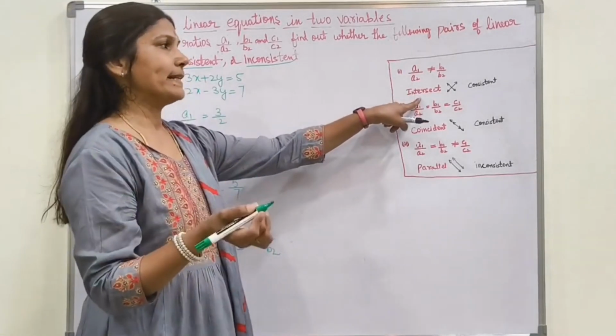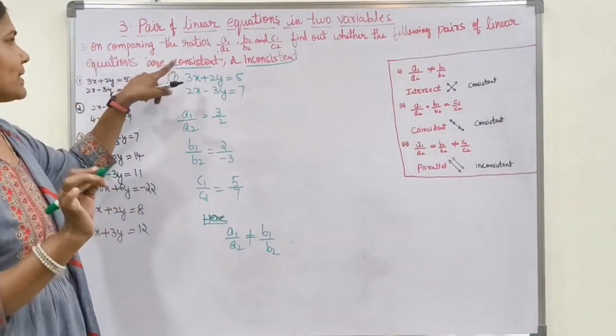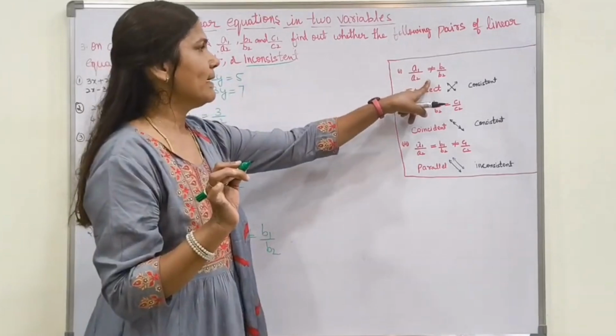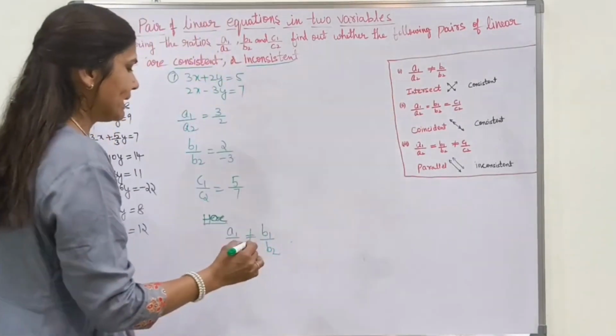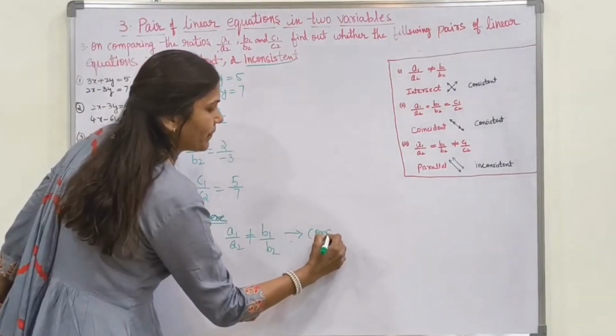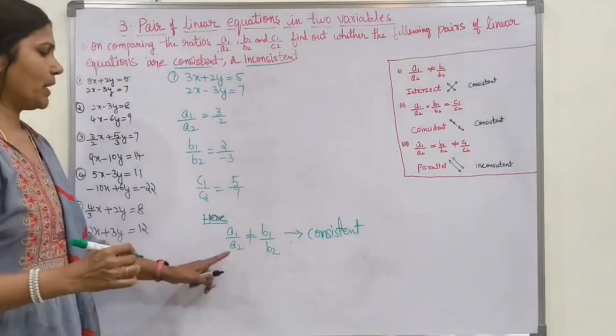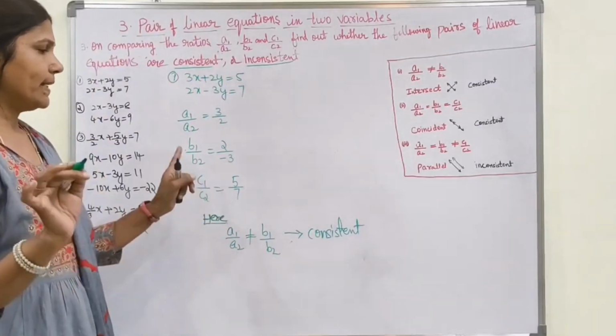Not equal means the lines are intersecting, but he is not asking about intersecting, coincident and parallel. He is asking only consistent or inconsistent. See here, this not equal came, so what is the answer? Consistent is the answer. Your answer is consistent, so these two ratios are not equal. You have to write it is consistent.